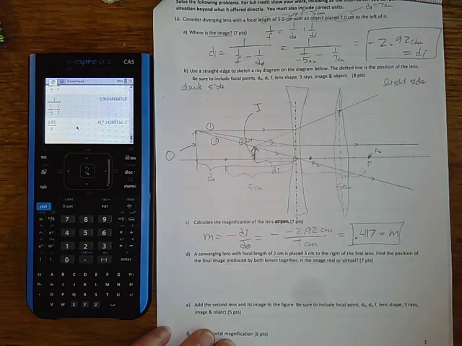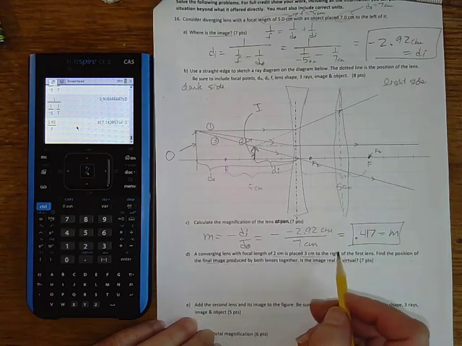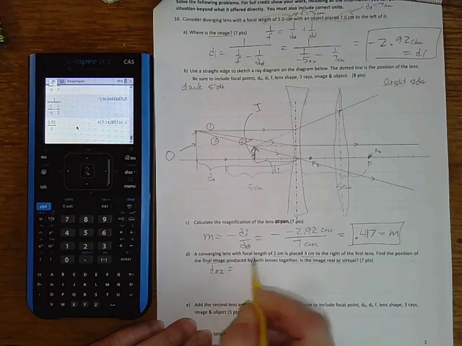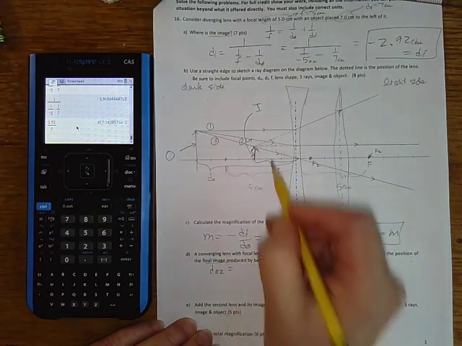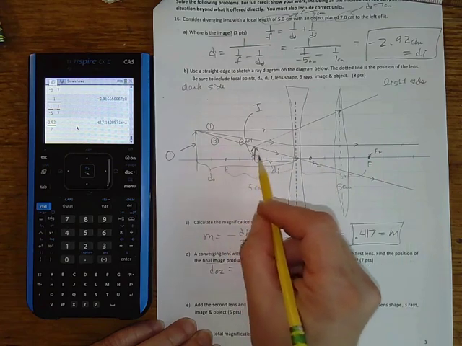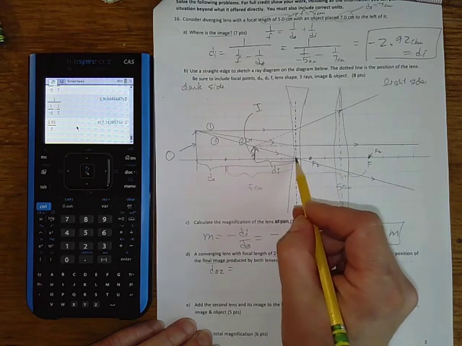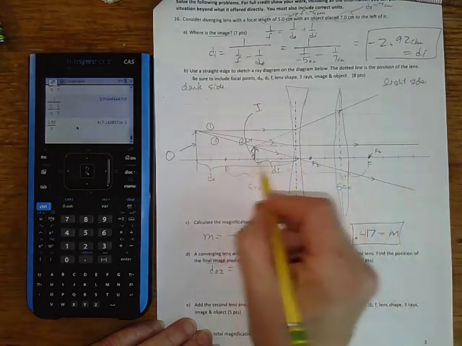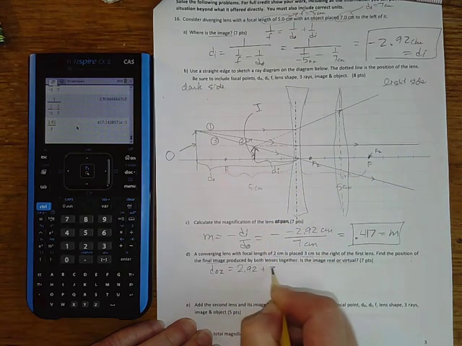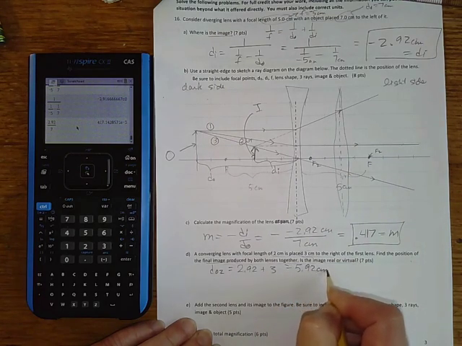Okay, so find the position of the final image produced by both lenses together. So when we have 2 lenses, remember the DO for the second one, so DO2, or the object for the second one is the image from the first one. So this is going to be our object 2. So how far is it from the second lens? We've got 1, 2, 3. Well, we've got 2.92 plus the 3 centimeters that the lenses are separated. So it's going to be 5.92 centimeters for DO2.